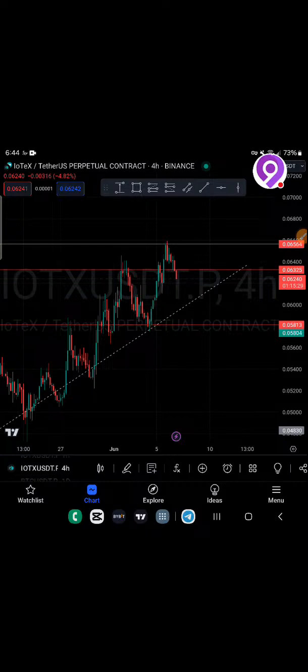Okay, so let's see any other one. On your IOST, it's on a downtrend for now, as it is. So I believe if you open your long position, you need to close it. So let's go to the next one.